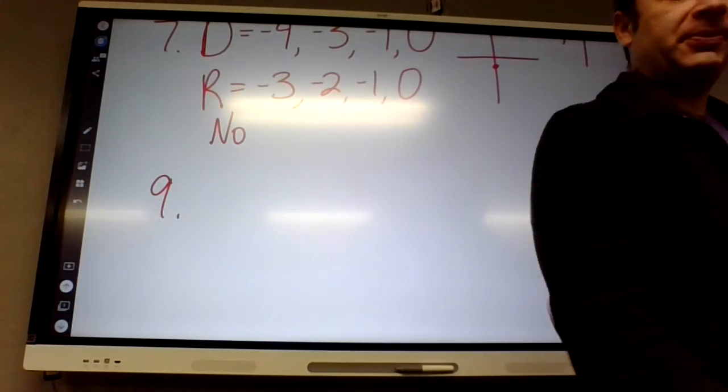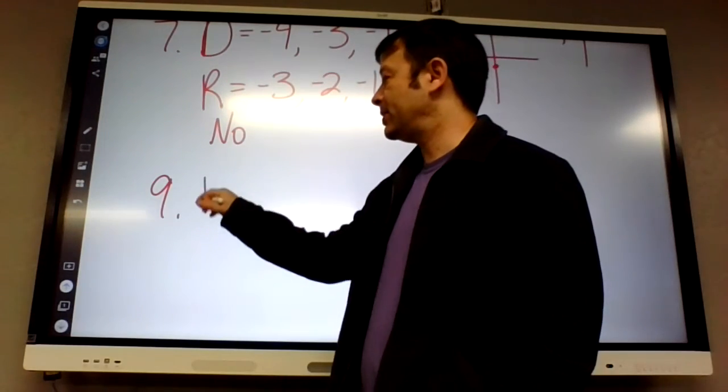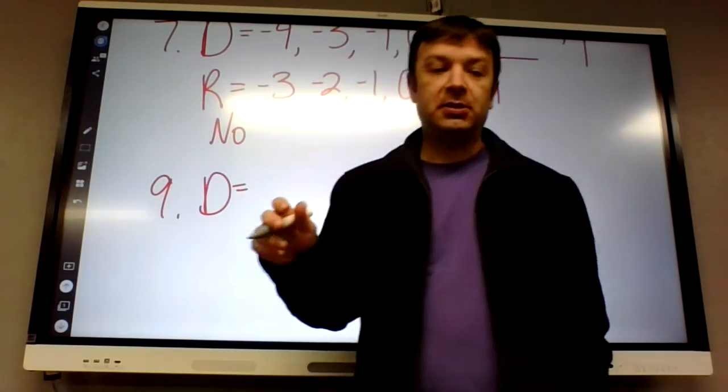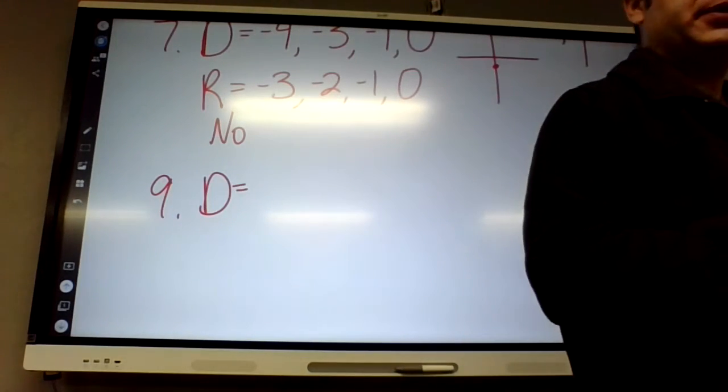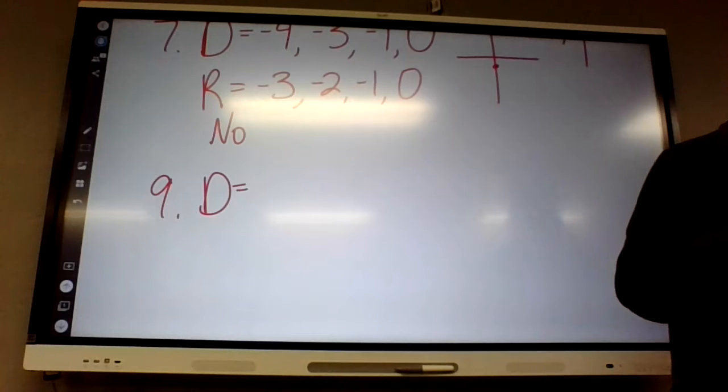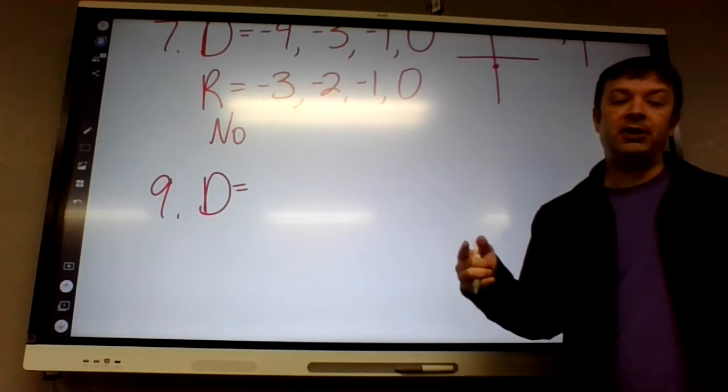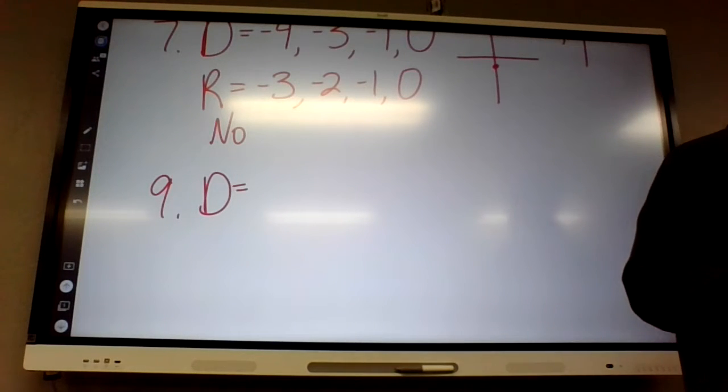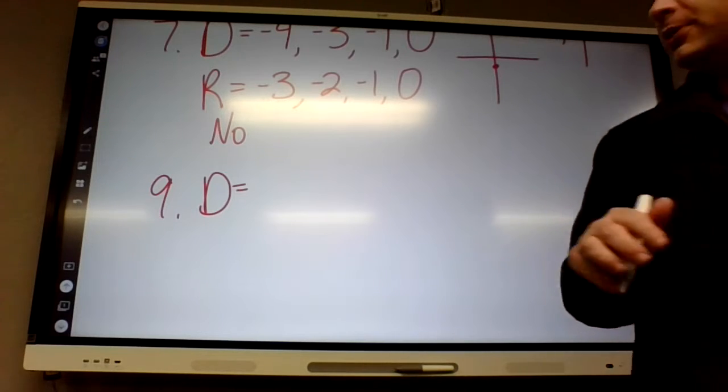Number 9. So same thing, starting with the domain. Domain is x values, and x values go from left to right. So let's start all the way to the left. What's the lowest x value? -4.